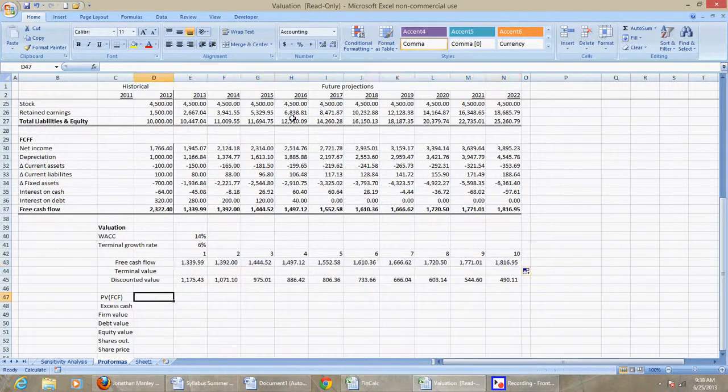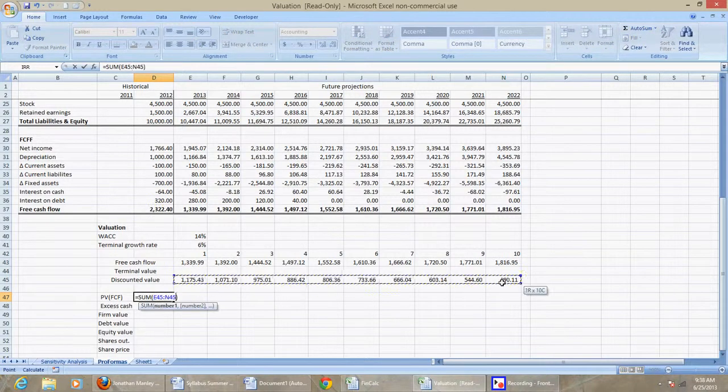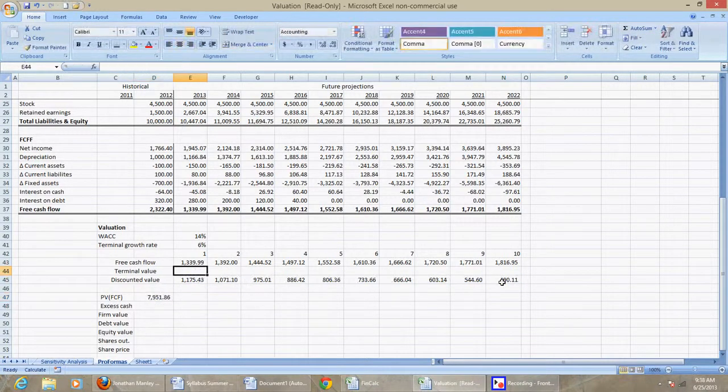And my present value of the cash flows is going to be the sum of all these numbers. But I need my terminal value, which is going to be the free cash flow from year 10 times 1 plus the terminal growth rate divided by K minus G. Same thing that you've done in the non-constant growth model. That's the present value of those future cash flows.